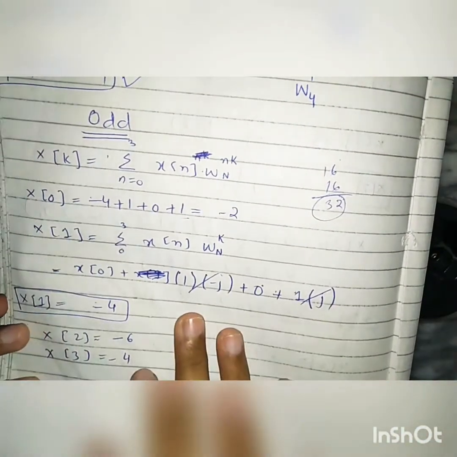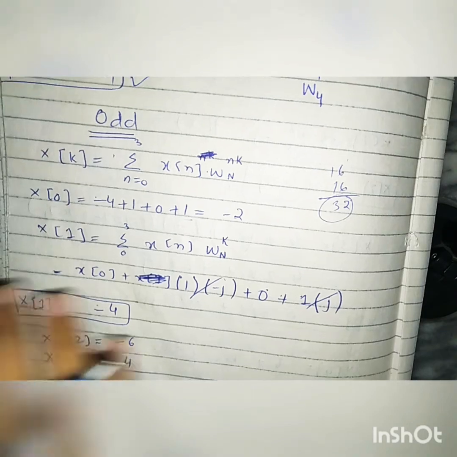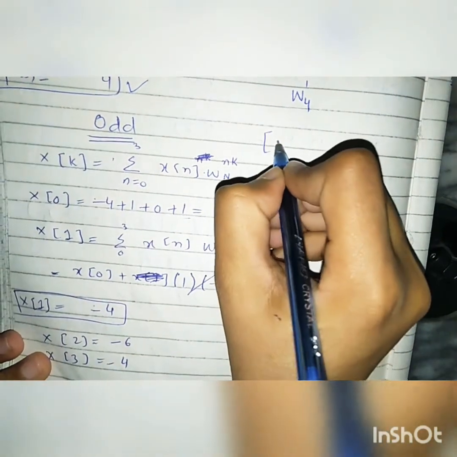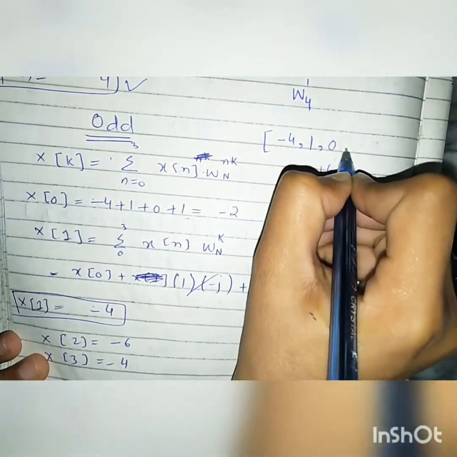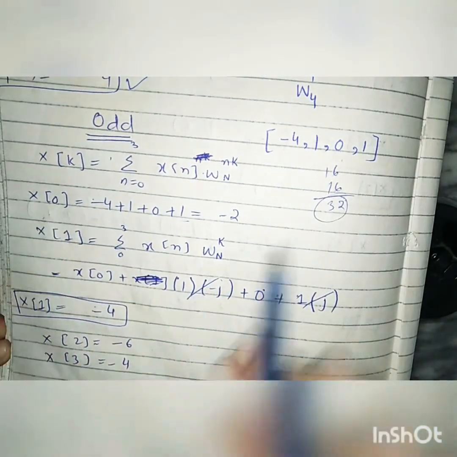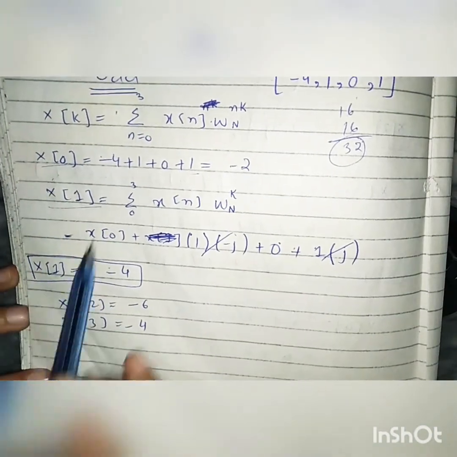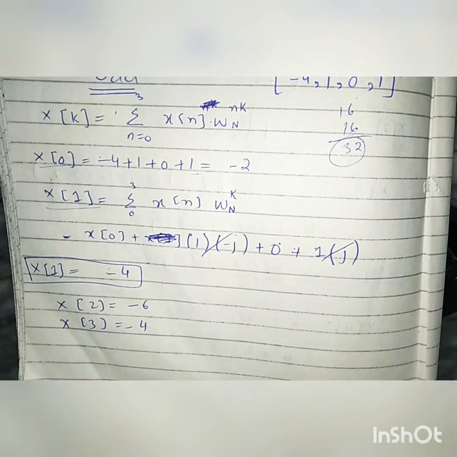I will do all of these same things for the odd values of n. So what were the odd values? The odd values were minus 4, 1, 0 and 1. Now we will do all of these things for the odd values, just like we will find x of 1, x of 2. You will find these values by yourself.